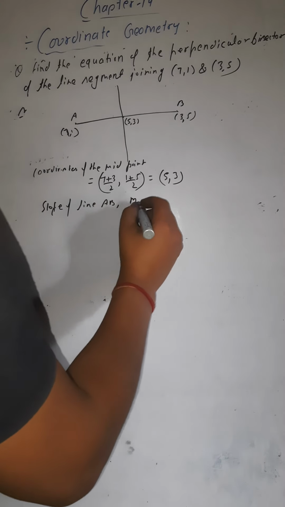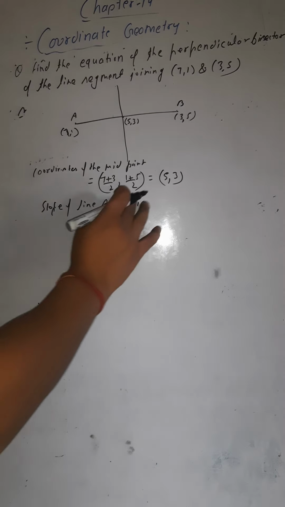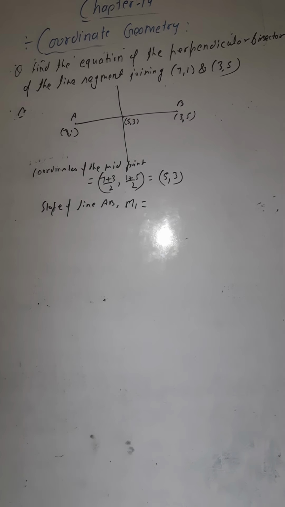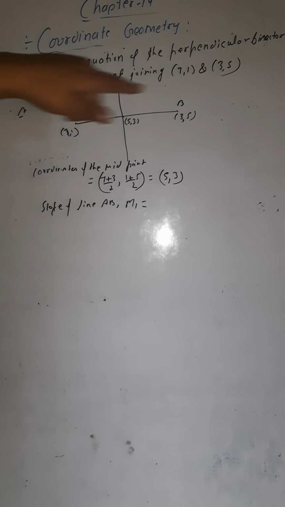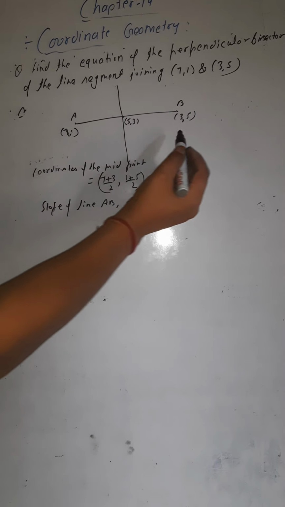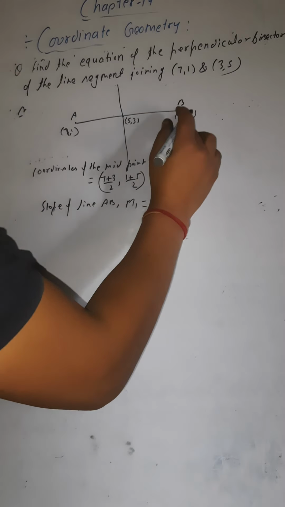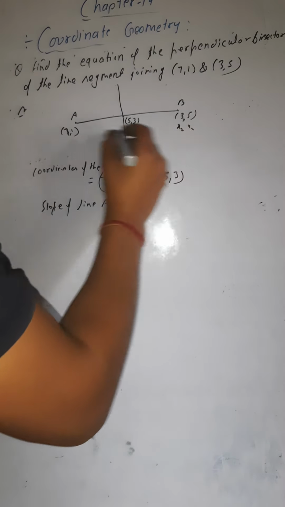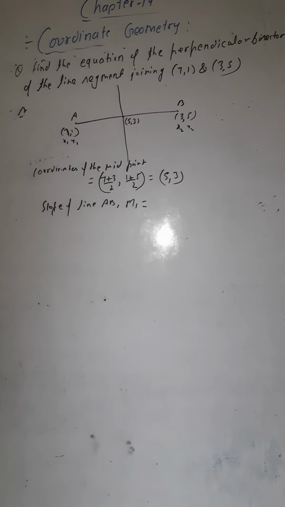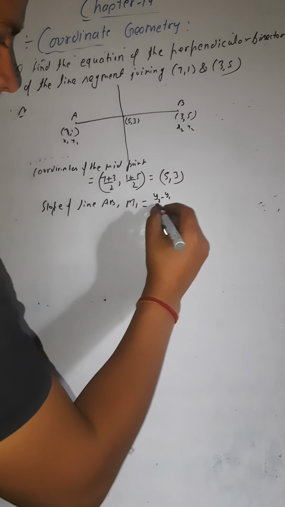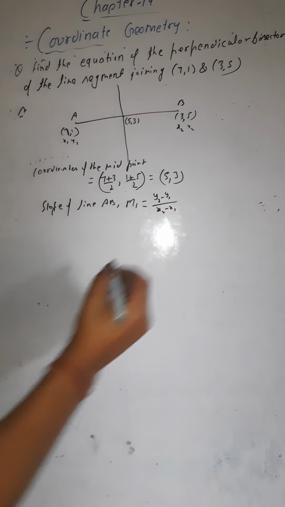We call the slope M1. M1 stands for the slope of the line AB. To find the bending of this line AB, let's say this is (x2, y2) and this is (x1, y1). The formula for the slope is m1 equals y2 minus y1 divided by x2 minus x1. This is the formula.